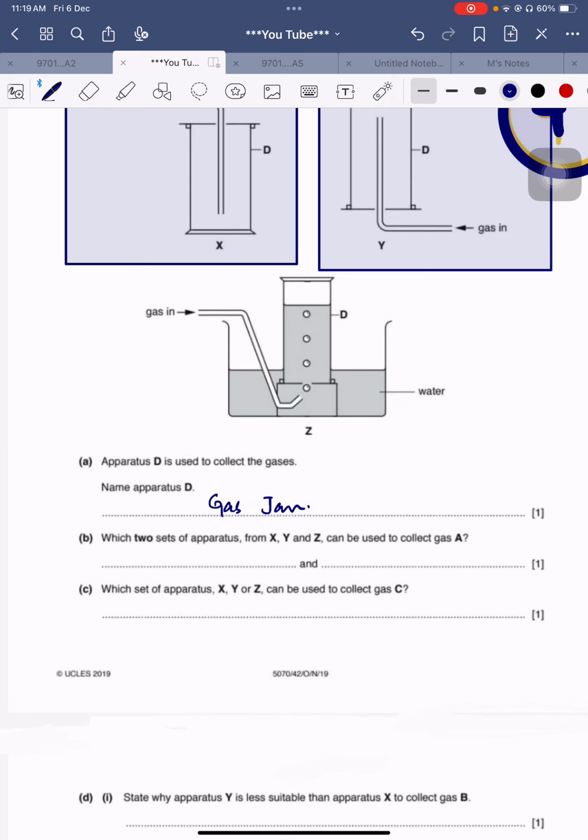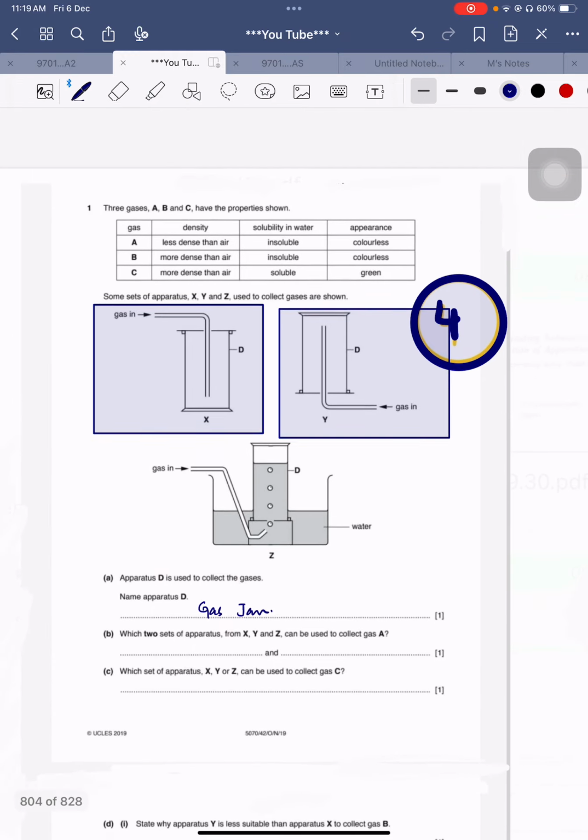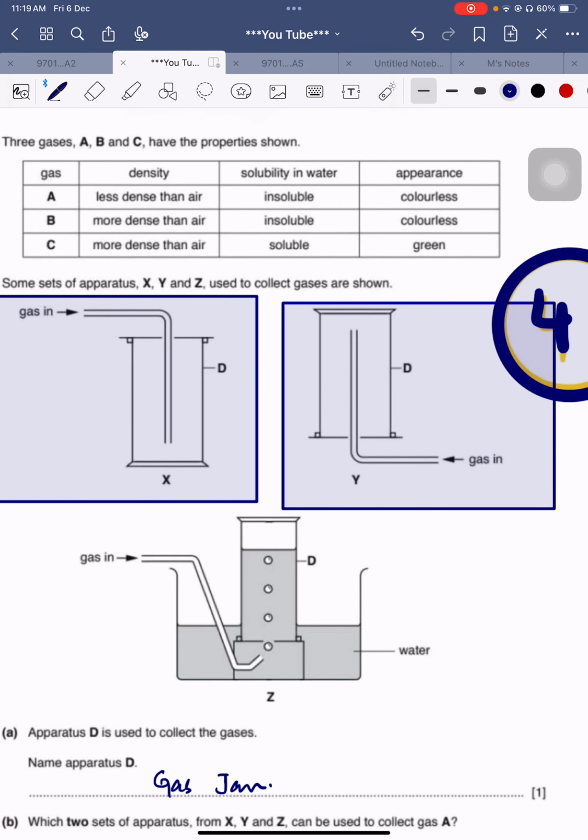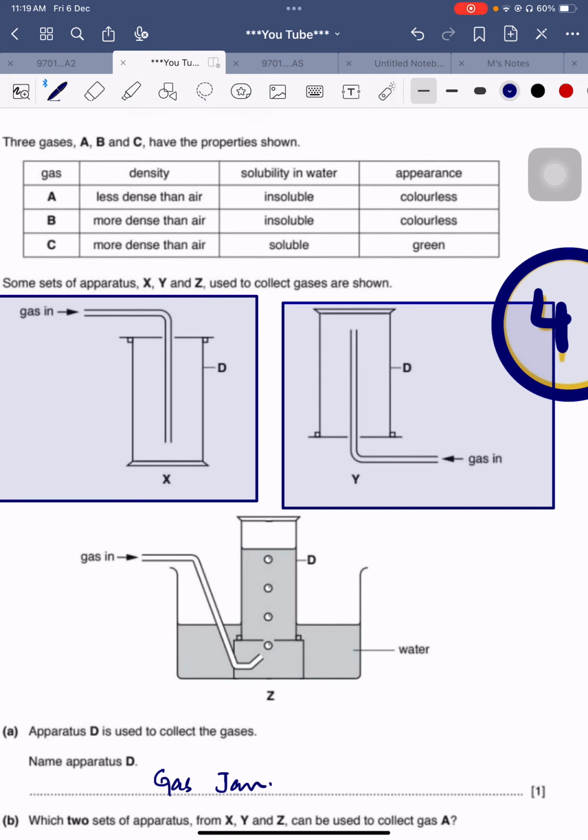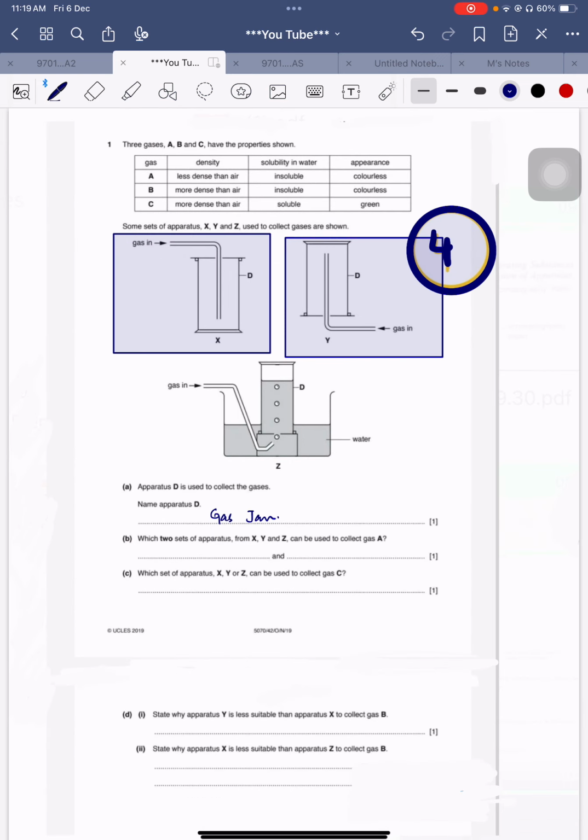Which two sets of the apparatus X, Y, and Z can be used to collect gas A? Look at the properties of gas A first of all. Gas A is less dense than air, so it cannot come down. The gas is insoluble in water, so it can be collected through water. Gas A is colorless, so it can be collected through water because the bubbles of the gas can be seen there. Either Y or Z, because this is a lighter gas. So Y and Z are the answers.